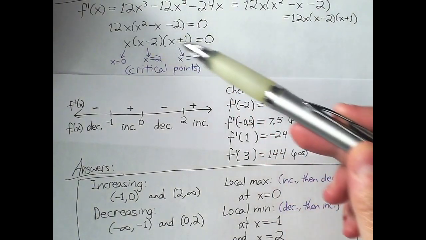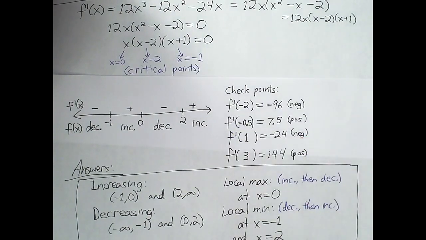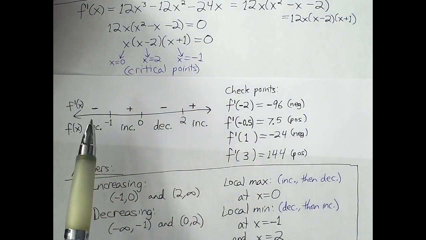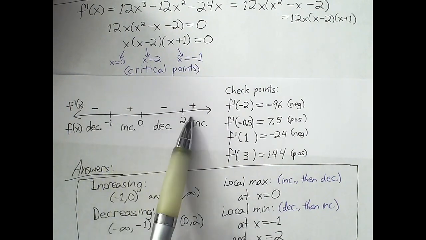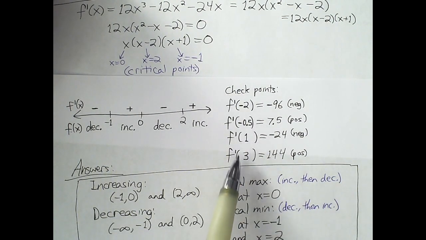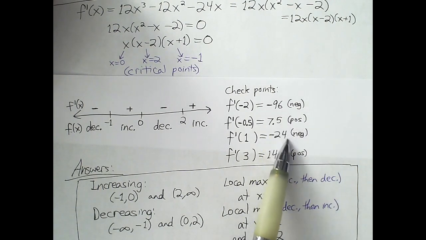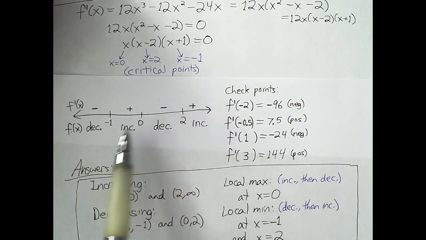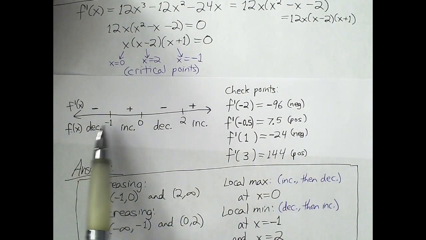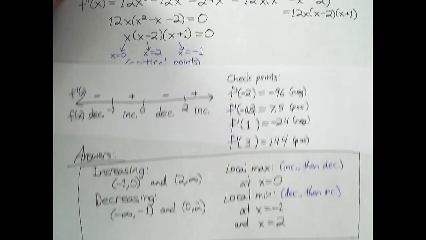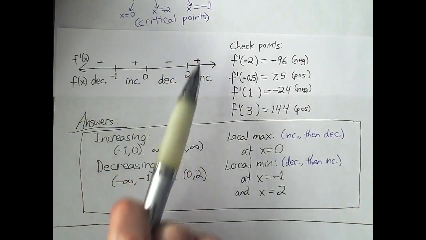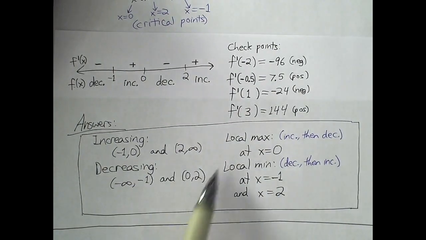We found the derivative. We set it equal to 0. That helped us find critical points. We set up the sign chart. It didn't have everything on it originally. It just had the critical numbers labeled. Then we checked one value from each interval. We found negative, positive, negative, positive. We wrote that on the sign chart. We figured out that that means decrease, increase, decrease, increase. And then we carefully read the sign chart to come up with these answers.